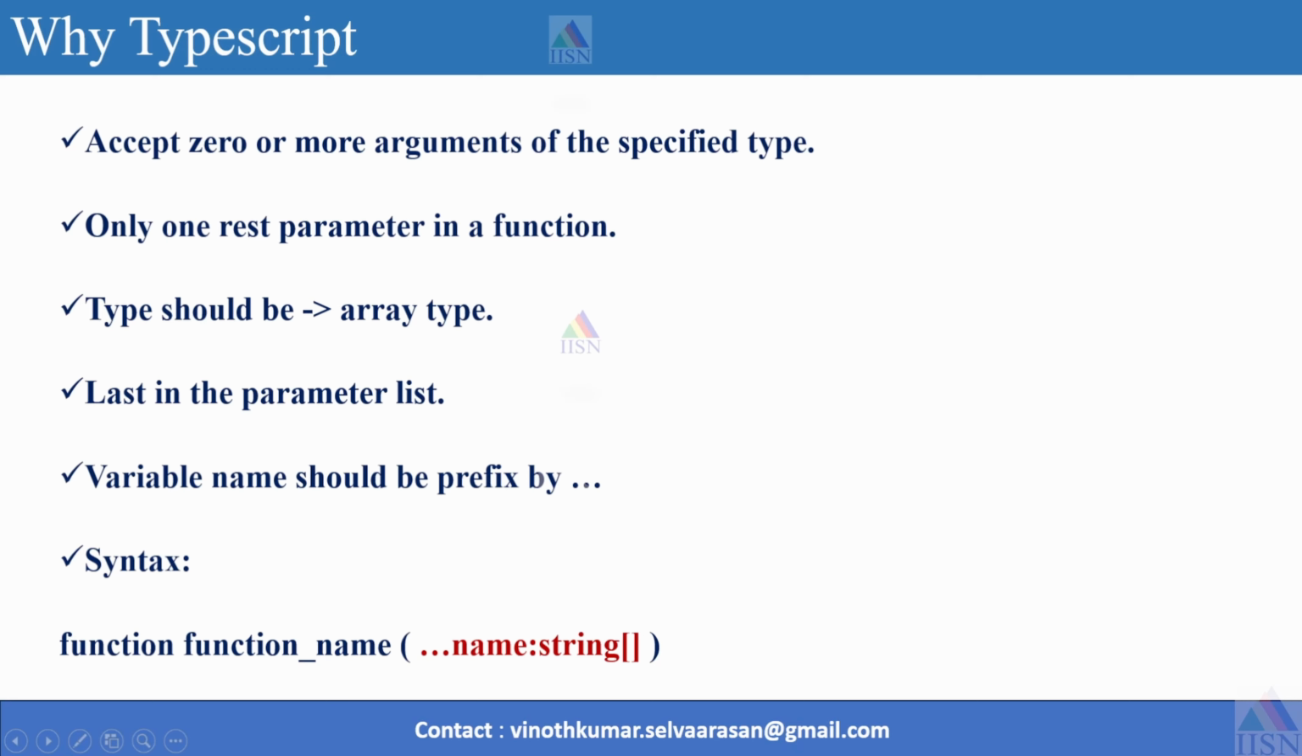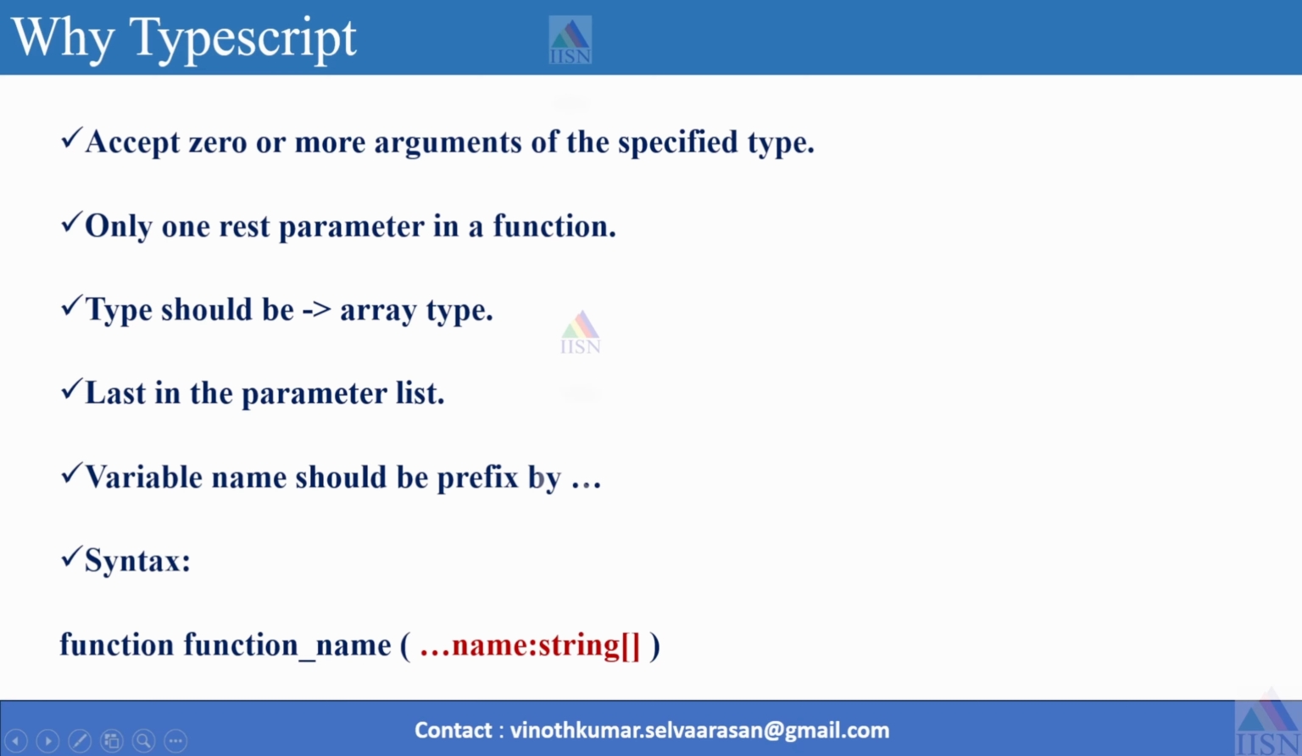So here you see the syntax for how to implement the REST parameter. In the function argument, we have the variable name, and before that, we have this three-dotted symbol that indicates this is a REST parameter.